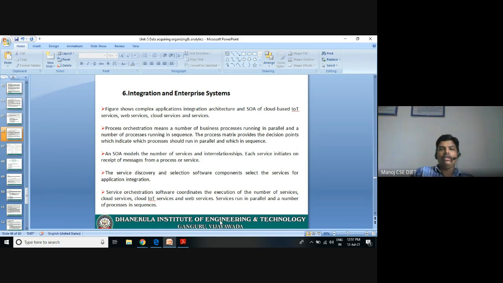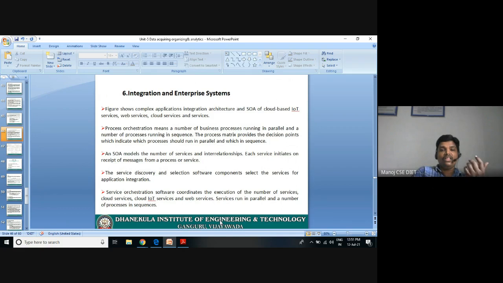For the diagram, you need to write the whole description of whatever is shown on the current slide. First of all, keep in mind that for this IES, integration and enterprise system, the diagram is the heart. The diagram carries 50% of marks: you need to draw the diagram, explain it, and write the description also. The description carries half of the marks, and the other half is for drawing a neat diagram. So the diagram is very important.